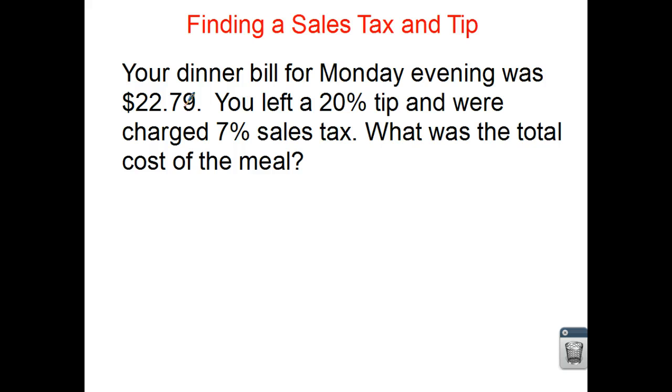So we have this $22.79. We're going to give the waiter or waitress 20% of that number. We have to figure out what 20% of this number is. We're going to add it on. And then we're also going to figure out what 7% of that number is, and we're going to add it on. So when you go out to a restaurant, this $22.79 bill, when it's all said and done, is going to go up. It's going to raise a little bit.